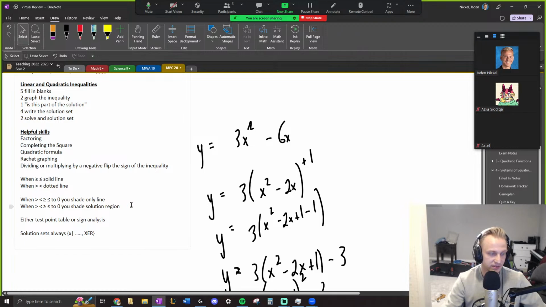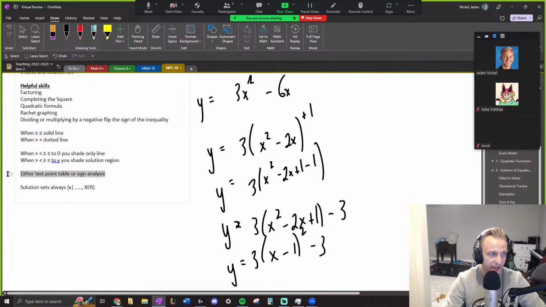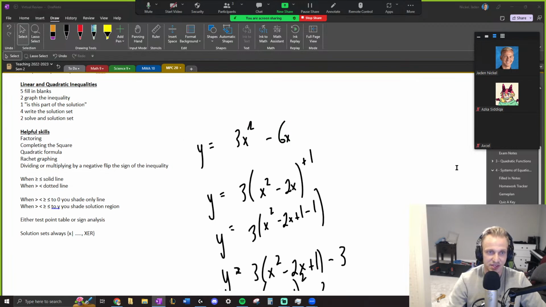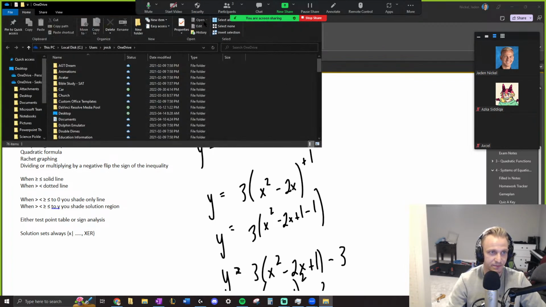And then this part with the 0 and the y. If it's equal to 0 or greater than less than 0, you shade only the line. If it's greater than less than y, you shade the solution region itself. And then test points are sign analysis, and then remembering how to do your solution sets. It's pretty much everything that you'll need to see on the exam.